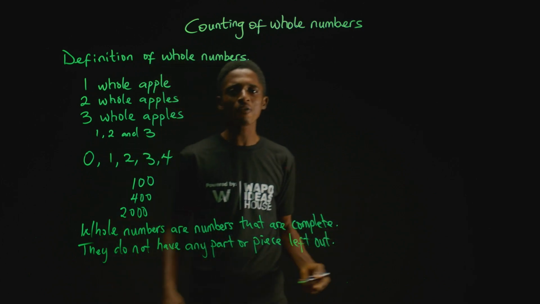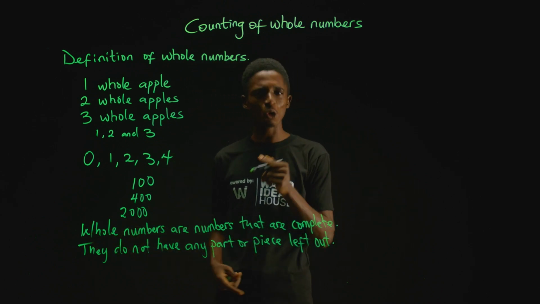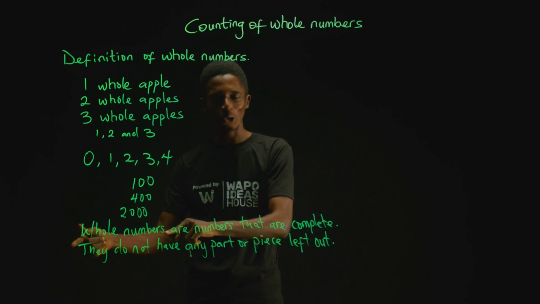So whenever you have a number that does not have any part or piece left out, you know that you are dealing with a whole number.